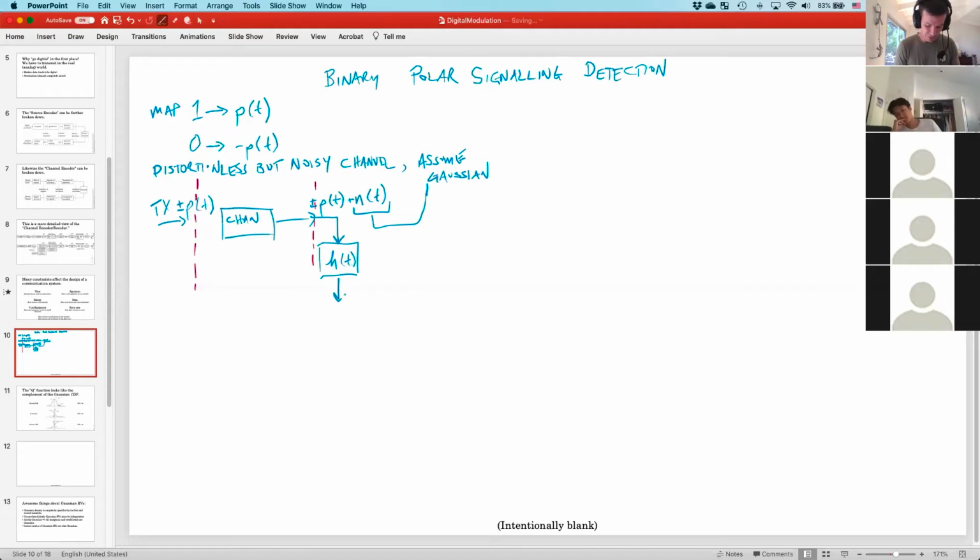Let's call the output of that filter, whatever it happens to be, PO of t. If I send in positive P, I'll get out positive PO of t. If I send in negative P of t, I'll get out negative PO of t, plus whatever the filter does to the noise process. I can do this decomposition because we're assuming this is LTI. If I put in the sum of two signals, I will get out the sum of two signals.